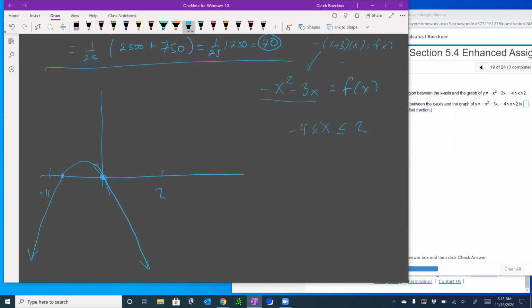So we've got a parabola that looks kind of like this. Let's put 2 over here because 2 shouldn't be as far away as 4 is.